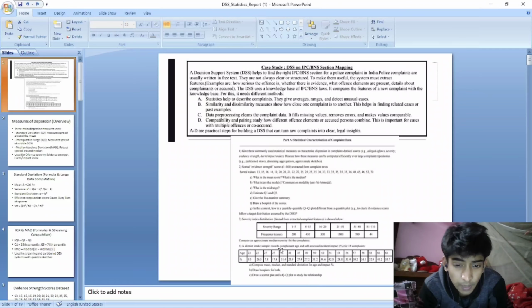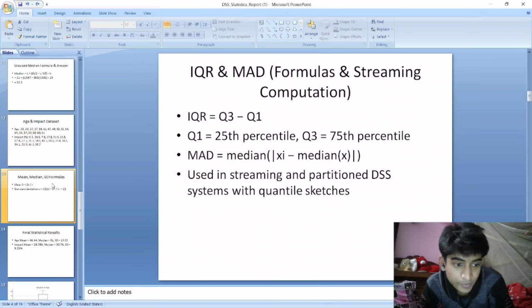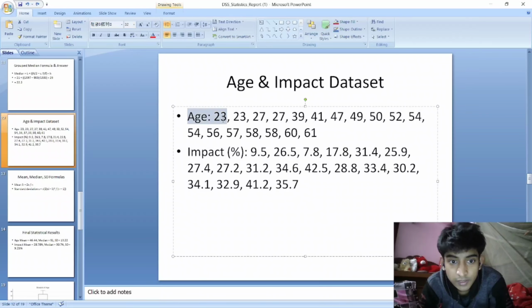A district intake sample records complaint age and self-assessed incident impact percent for 18 complaints. So we are given different ages and we are given their impact percent of the complaints. Now we have to calculate the mean, median, and standard deviation for age and impact percent. We have to draw box plots for both. We have to draw a scatter plot and a QQ plot to study the relationships. So let's go on this one. So we are given this data set. We are given an age column and an impact percent column or feature.